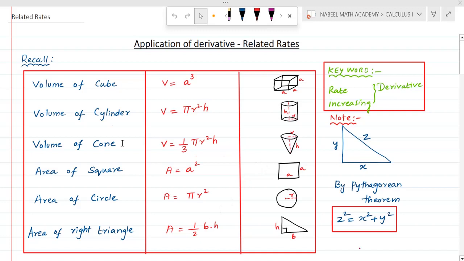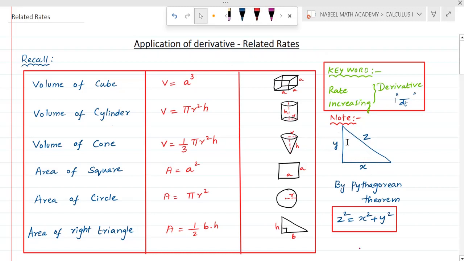So what are the keywords? How will you identify this one? Whenever it is given as a rate or increasing, it means that the derivative is given. And by the way, here the default variable is d theta. So always it is with respect to theta. We are doing it with respect to t, the time.